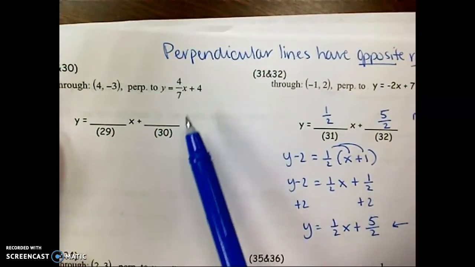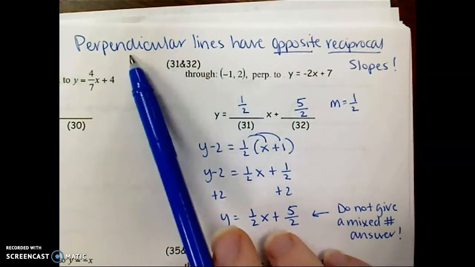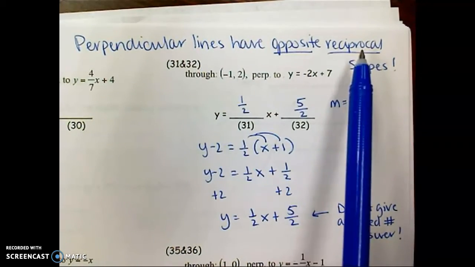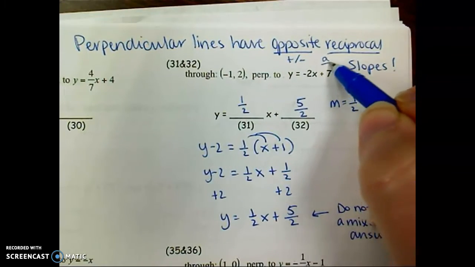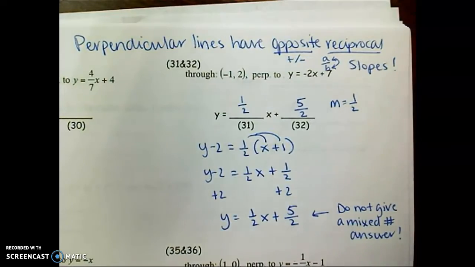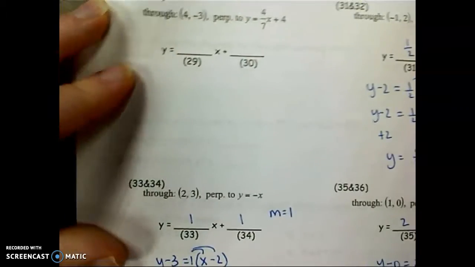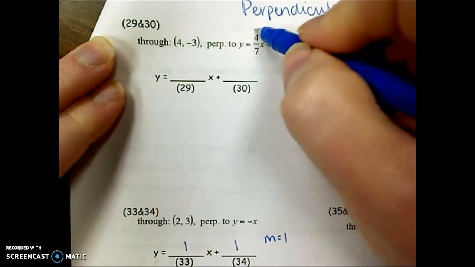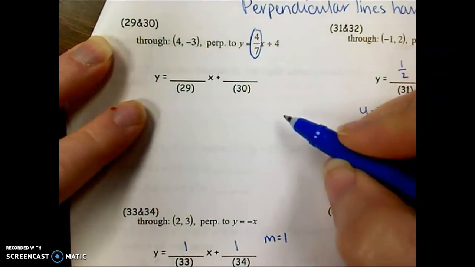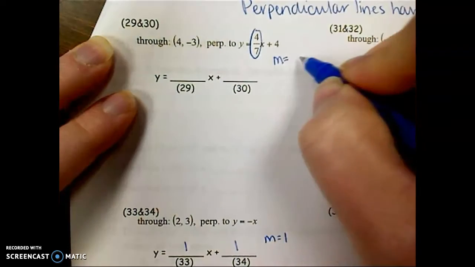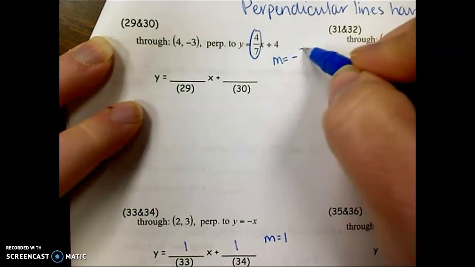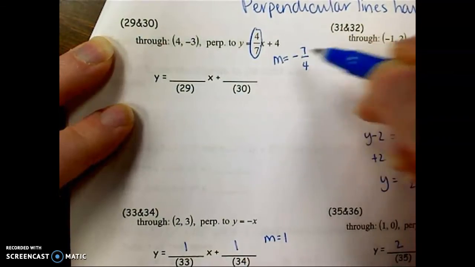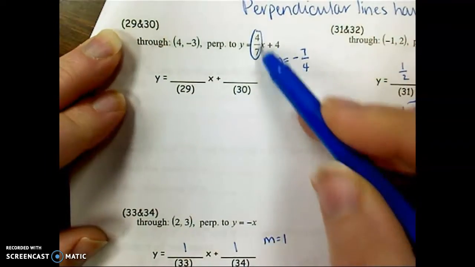Okay, on the last page, we are looking for lines that are perpendicular to the given one. So remember, perpendicular lines always have opposite reciprocal slopes. So you have to change the sign and you have to flip the fraction, both changes, in order to get your new slope. So on this first one, the slope of the given line is +4/7. My slope has to be the opposite sign, so it has to be negative, and the reciprocal of that slope, which would be 7/4. So this is the slope I'm using in my point slope form, not the 4/7.